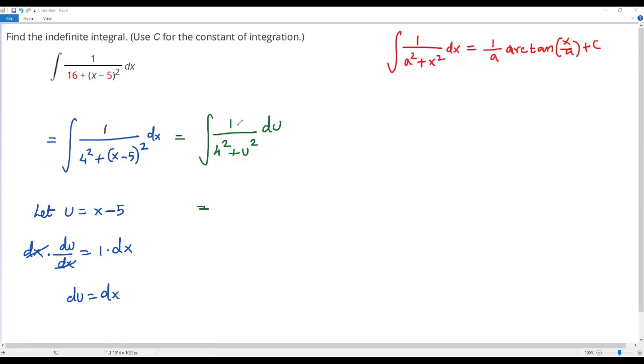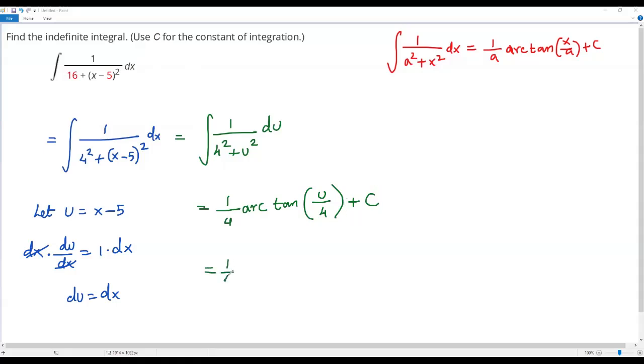So the integration of this function is 1 over a, but at the place of a, we have 4. We have to write 1 over 4 times arctan of x over a, but at the place of x, we have u. At the place of a, we have 4, plus the constant of integration c. Actually, it is an indefinite integral. Whenever I evaluate an indefinite integral, I must add the constant of integration, and the question says use c for constant of integration. So once I integrated this function, I added this c as a constant of integration over here.